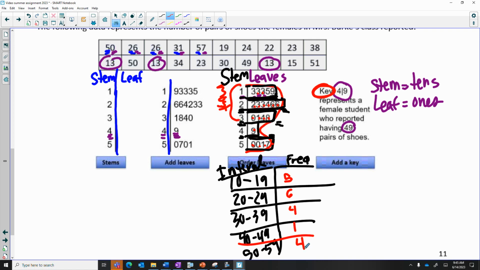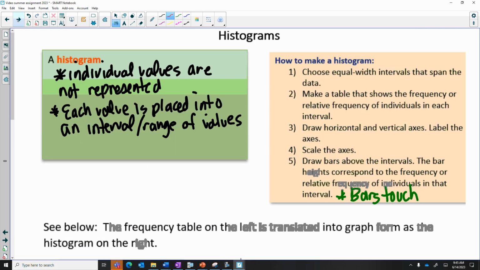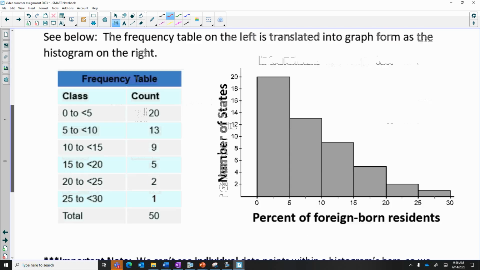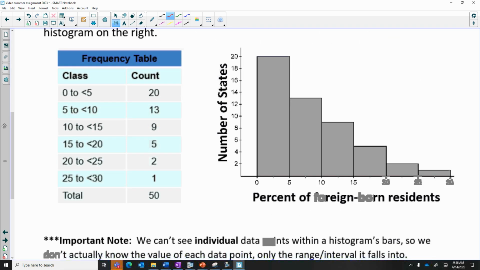So once you count the number of people that fall into each category or class width, then what you would do is make your x-axis, and instead of making your x-axis a single number, you make it an interval along the axis. Okay, you see these here? And then on the y-axis, you would put the frequencies or the number amount that fall into each bar, okay?